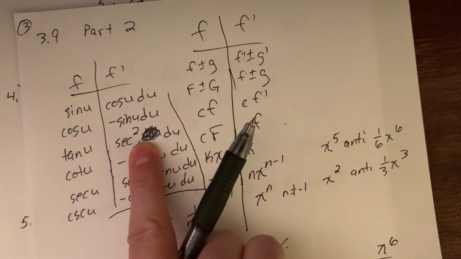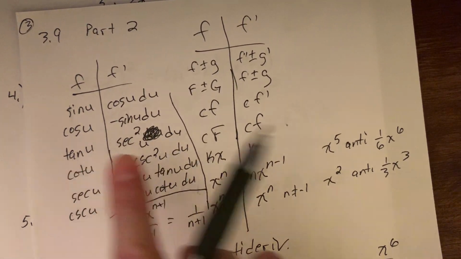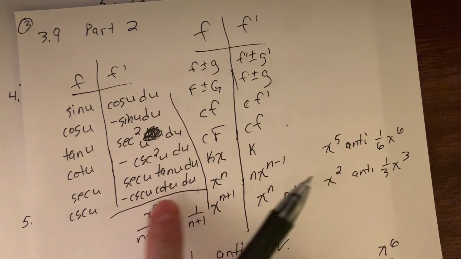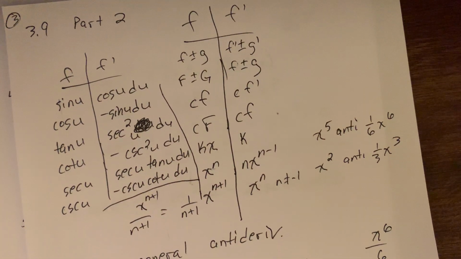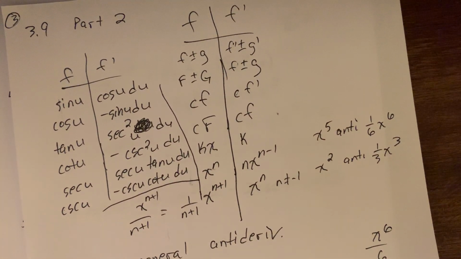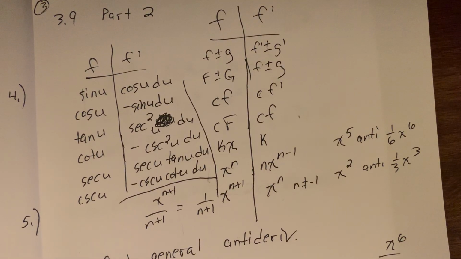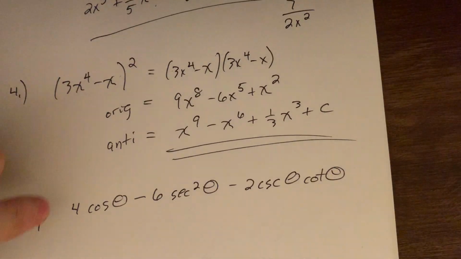Secant squared is on this chart. The antiderivative is tangent. Cosecant cotangent is on this chart. So we can get antiderivatives for each. So that's the first weird aspect of trig, but this one works out pretty nicely.